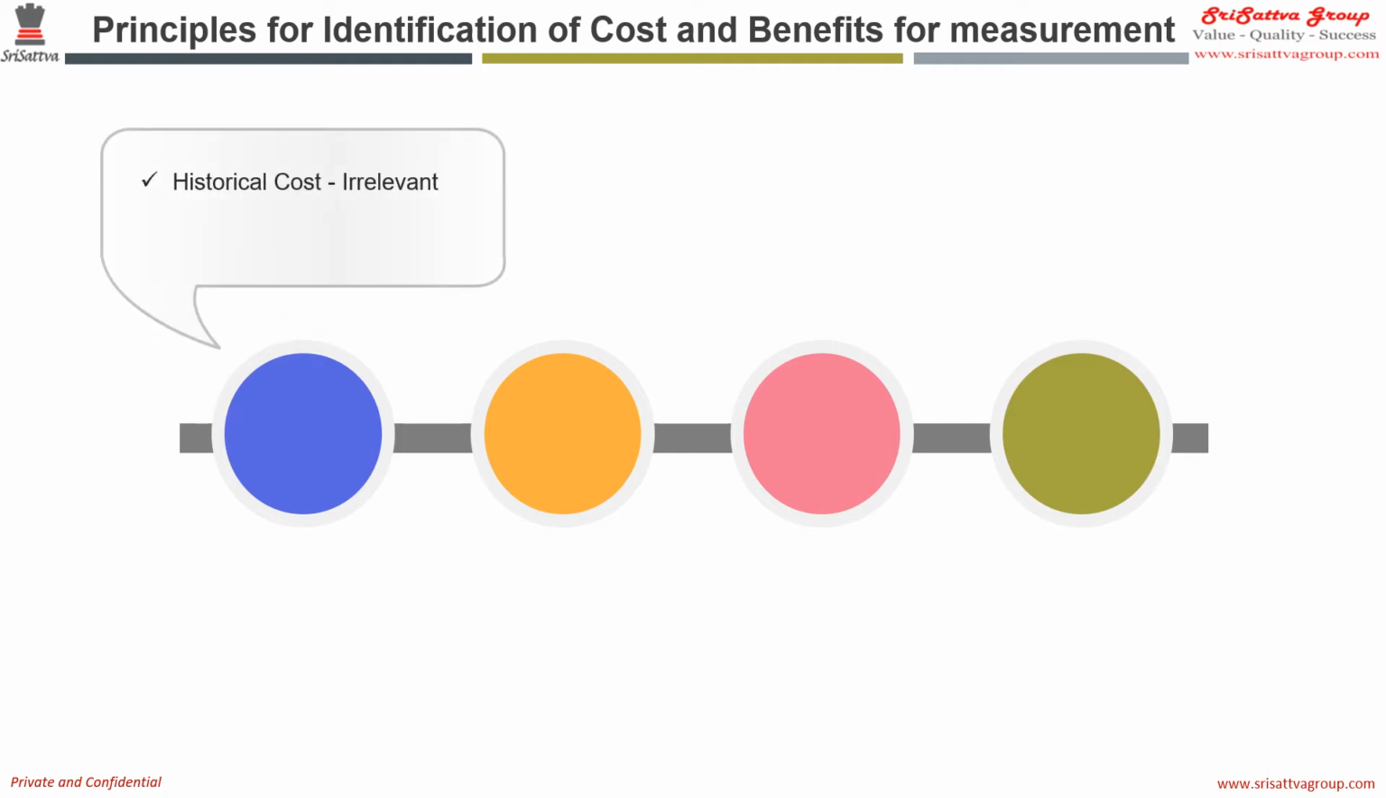Historical cost is irrelevant. The cost has already been incurred and does not affect the decision. Example, book value of machinery, etc. Sunk cost is irrelevant. These are costs which are already paid either for goods or services availed or to be availed. Example, raw material purchased and held in store without having replacement cost, cost of drawing, blueprint, etc.